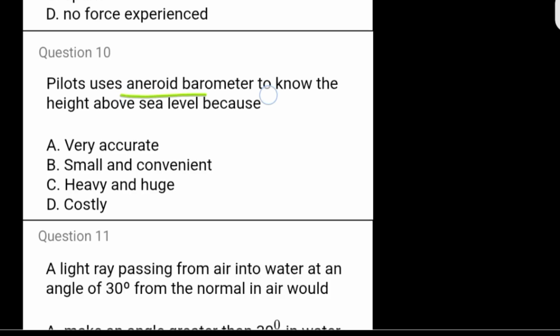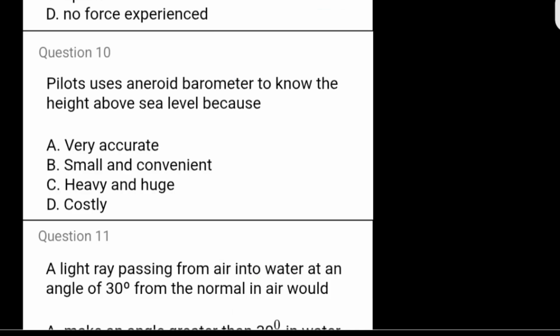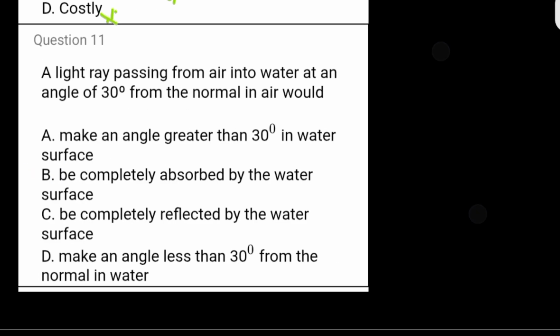Pilots use aneroid barometer to know the height above sea level because of what? So aneroid barometer is a kind of special barometer which is very portable, very small, convenient, and it is used by pilots to check the altitude. You know, the way altitudes vary with air pressure. So they use aneroid barometer because it's very small and convenient. So that's the answer.